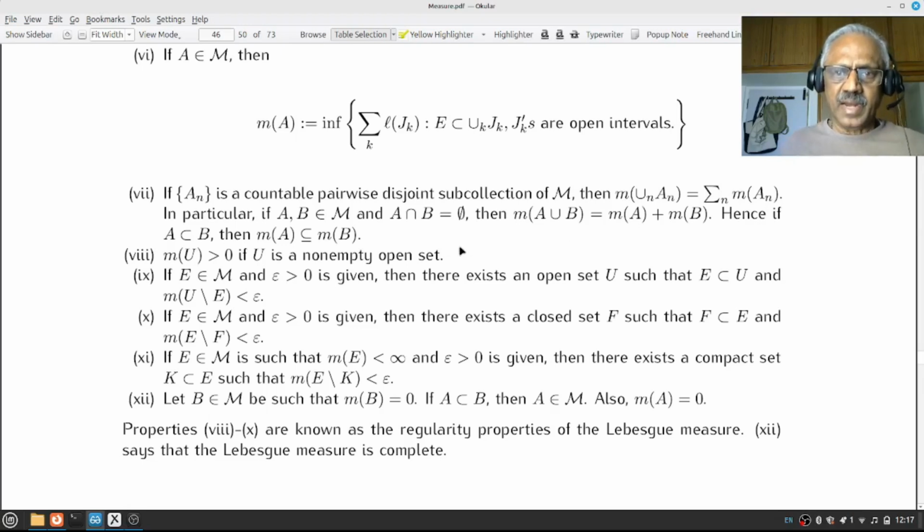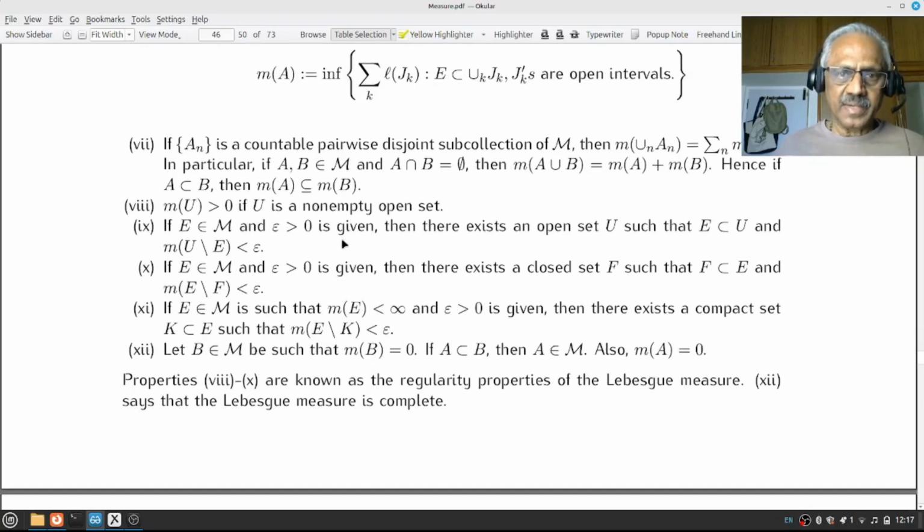And in particular, if A is contained in B, the measure of A is less than or equal to the measure of B. That is monotonicity. Finite additivity and monotonicity follow. Another important property is that if I have any non-empty open set, its outer measure is always positive. Because if I have X in U, there is an interval J which is contained in that open set, and the length of the open interval is positive, since it is non-empty because X belongs to it. Therefore, by monotonicity, M of U must be positive.